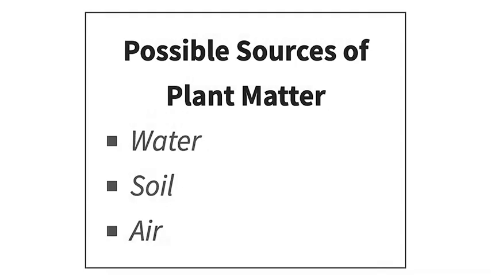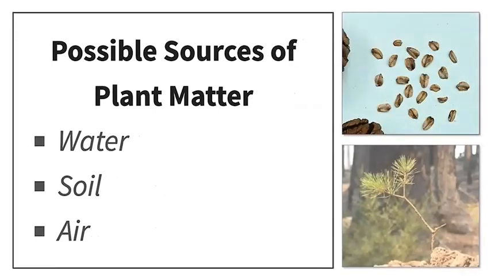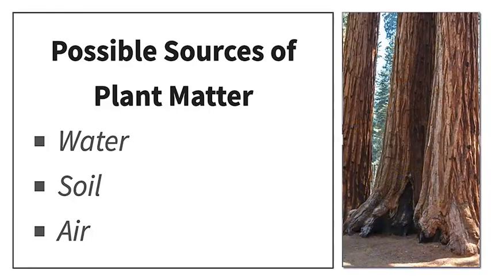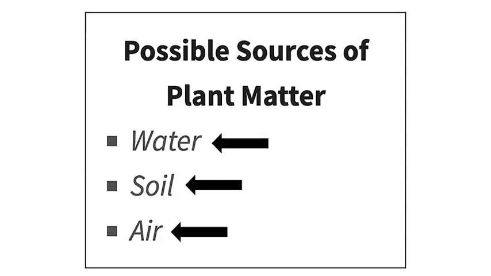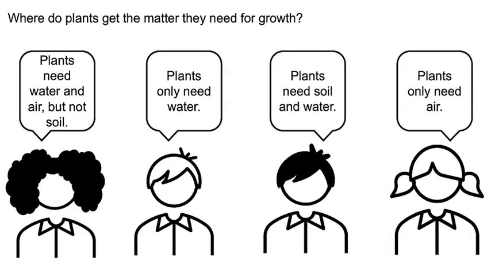Now our list indicates water, soil, and air as possible sources of plant matter. Which of these do you think can transform sequoia seeds into sequoia saplings and eventually full-size sequoia trees? How can we determine which of these three sources plants actually use for growth? One of your tasks after this lesson is to make a claim about which source or combination of sources you think plants use for growth. And once you've made a claim, you'll need a way to test that claim.